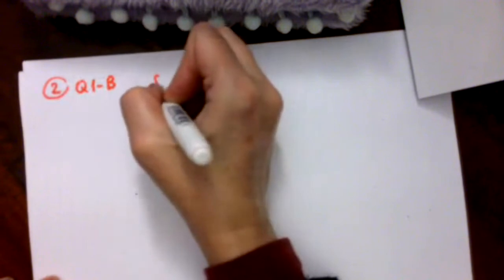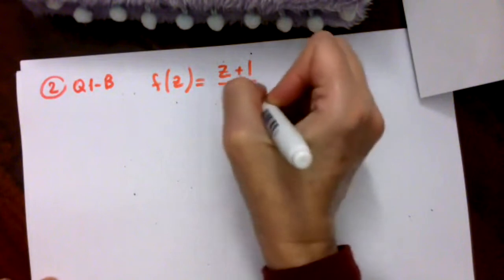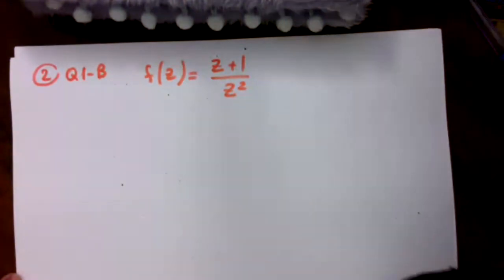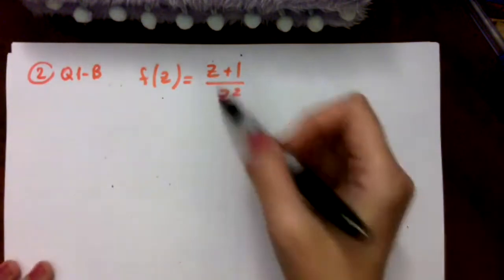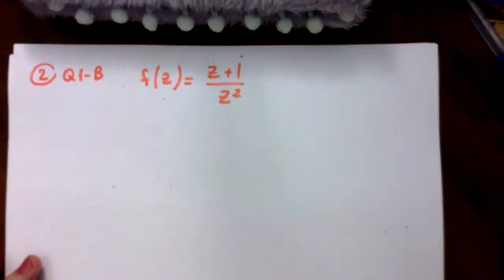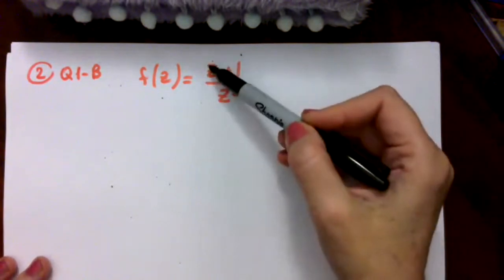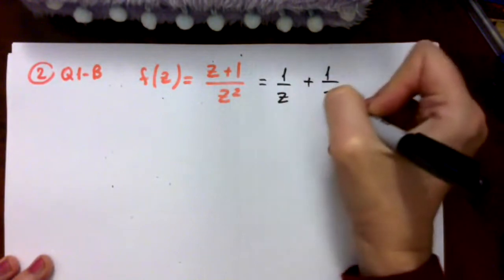Okay, let's move to the second example, which I prepared for you. The second example is from your tutorial sheet again. This is question 1b. You are given the function f of z equal to (z plus 1) divided by z squared. This is a fraction again, and fractions can be really difficult, as you probably noticed in the previous tutorial. But we are very lucky. This is a super simple fraction. You can just divide every term in the numerator by z squared, just like we did before. You will get 1 divided by z plus 1 divided by z squared.